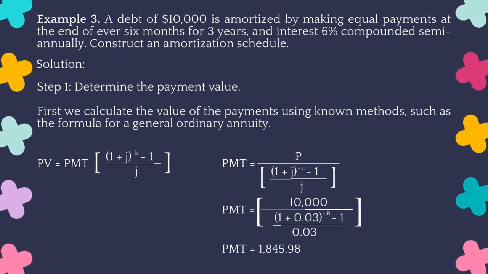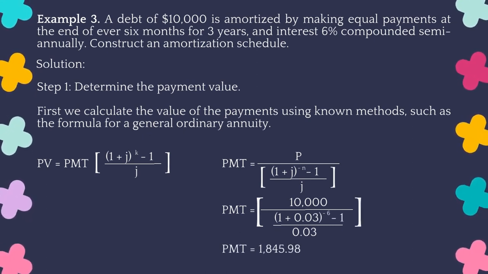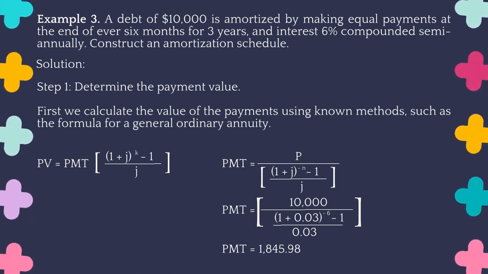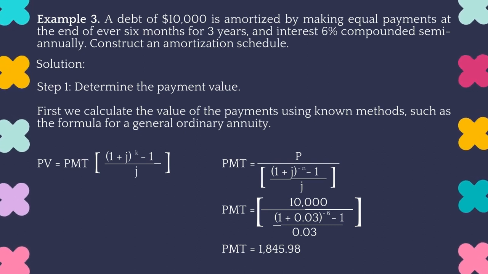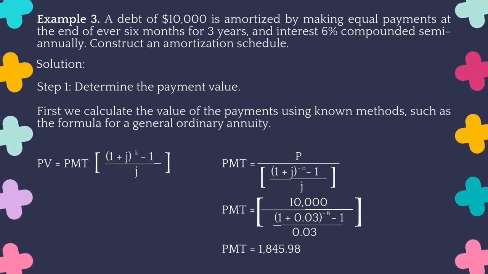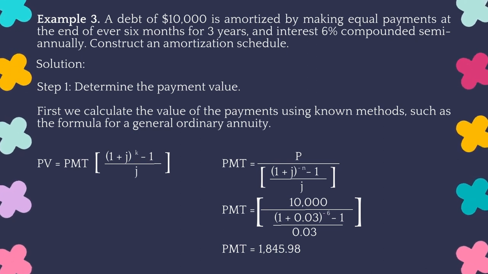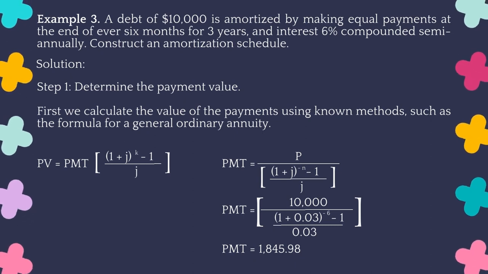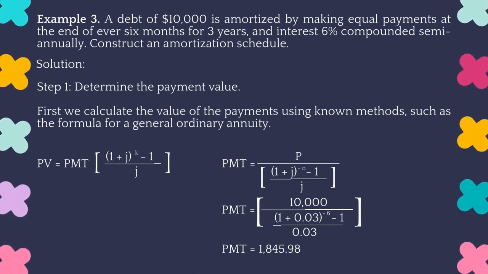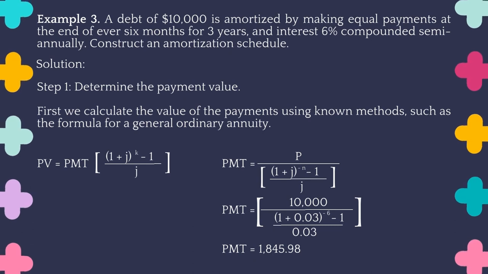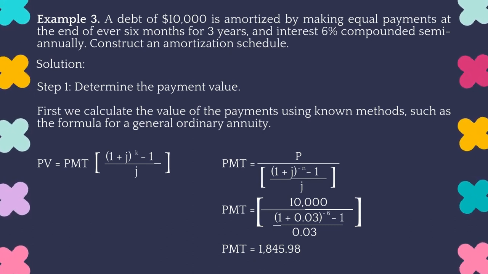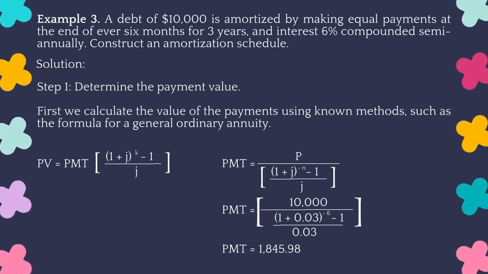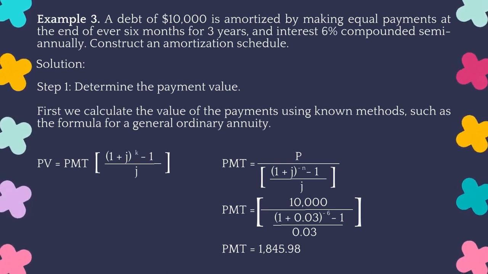The problem is, a debt of $10,000 is amortized by making equal payments at the end of every 6 months for 3 years, and the interest is 6% compounded semi-annually. So for the solution, step 1, we need to determine first the payment value. To determine the payment value, first we calculate the value of the payments using known methods, such as the formula for a general ordinary annuity. As you can see here, this is the formula of ordinary annuity.